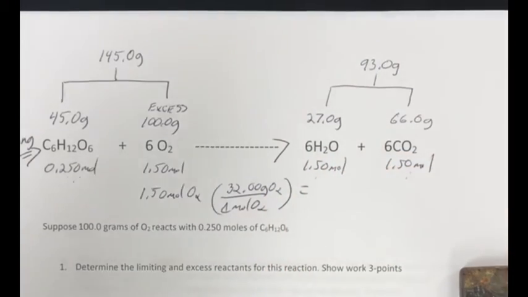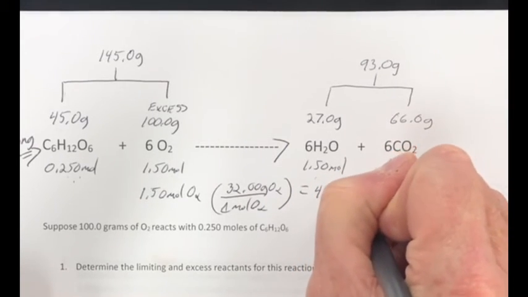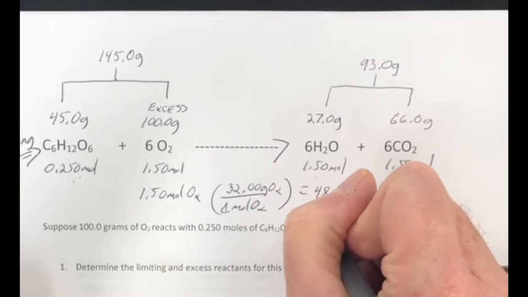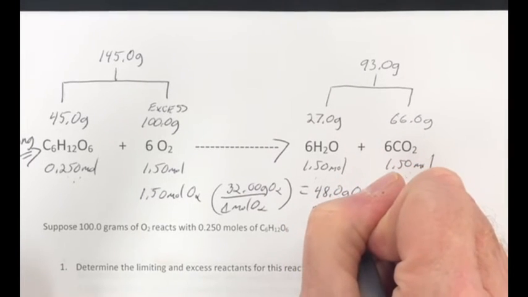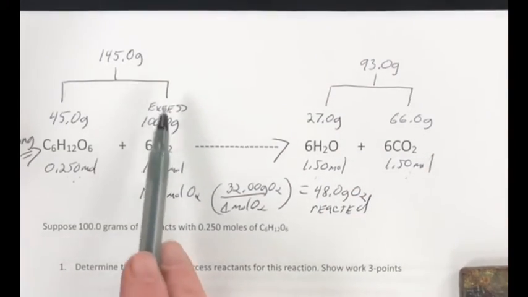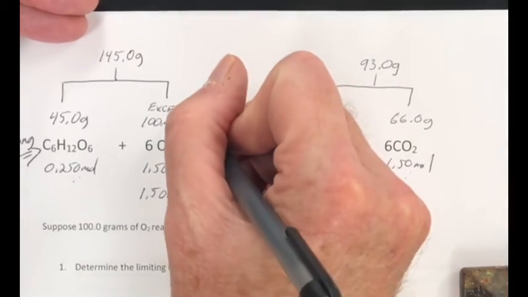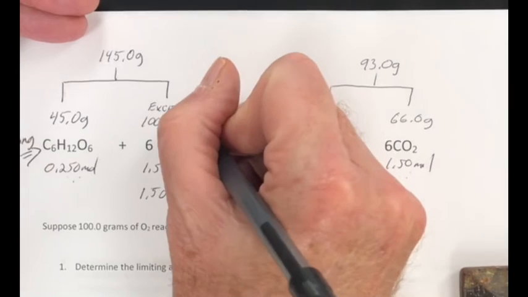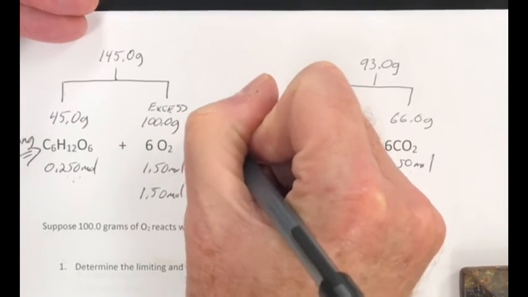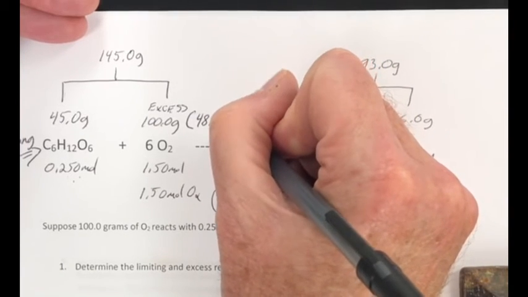So let's figure out the moles here of O2. So that's 48.0 grams of O2. This reacted. Well, let's go back to this number. Out of the 100 grams, 48.0 grams reacted.